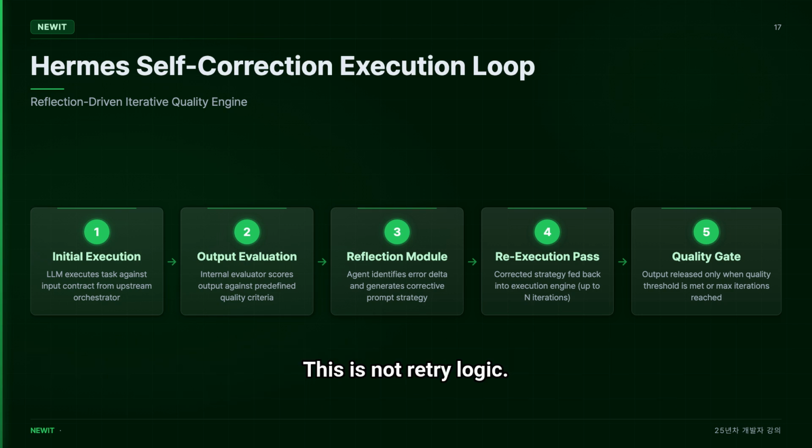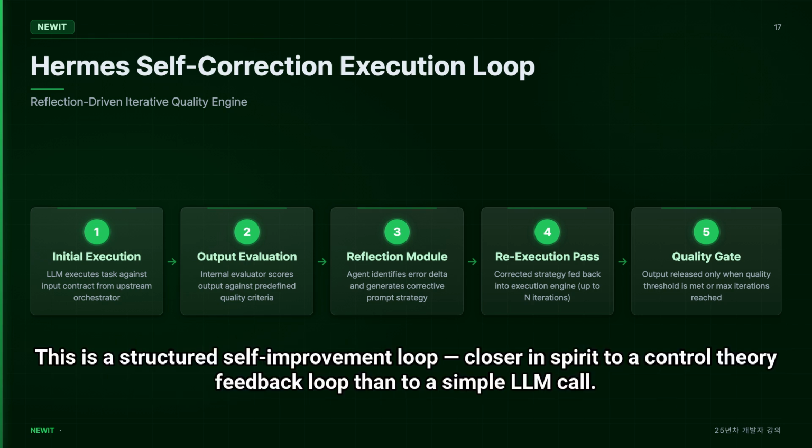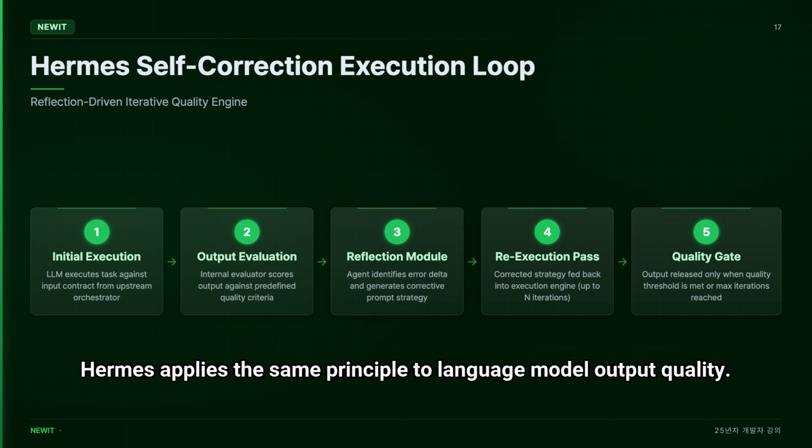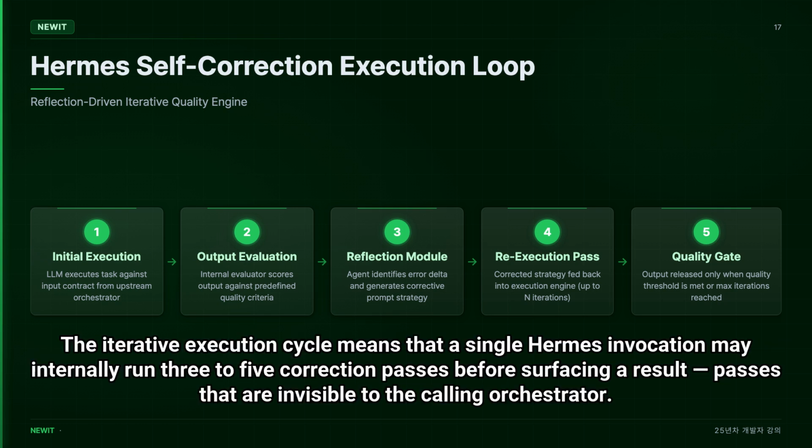This is not retry logic. This is a structured self-improvement loop, closer in spirit to a control theory feedback loop than to a simple LLM call. Think of it like a PID controller in industrial automation: proportional correction on immediate error, integral adjustment on accumulated drift, derivative anticipation on rate of change. Hermes applies the same principle to language model output quality.